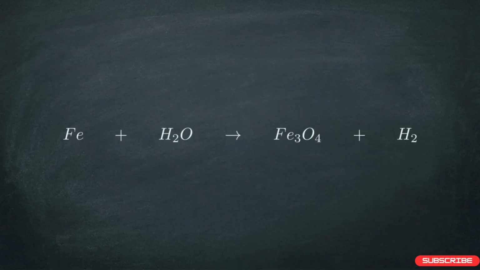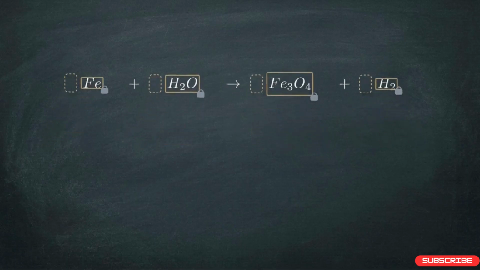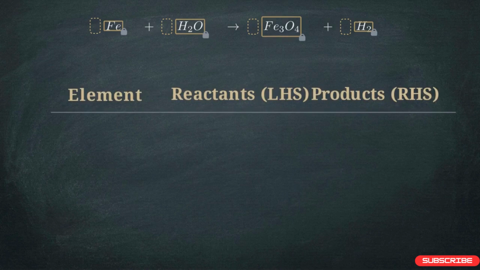Step 1. Draw boxes around every formula. Rule: only add large coefficients outside the boxes. Never change the small subscripts inside. Step 2. Create a tally chart for reactants and products.